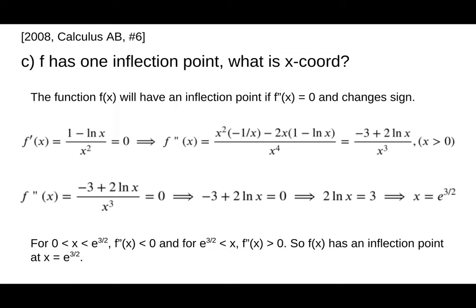Now, for x between 0 and e to the 3/2, f double prime is negative, and when x is greater than e to the 3/2, f double prime is positive. So not only do we have the second derivative equals 0, we do have it changing sign. So we can rightly conclude that f of x has an inflection point at x equals e to the 3/2 power.